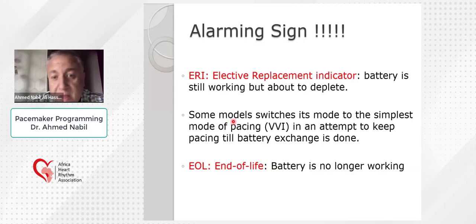Some models switch their mode to the simplest form, meaning that sometimes the patient has a dual chamber pacemaker with a DDD function, but when the battery voltage decreases to a critical level, it switches to the simplest mode of pacing, which is the VVI mode, in an attempt to keep the pacing function until the battery exchange is done. So to decrease battery consumption, the mode can be switched automatically by the device to VVI, the simplest mode of pacing, till the battery exchange, in an attempt to increase the longevity of the battery.